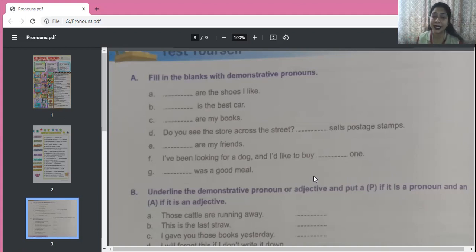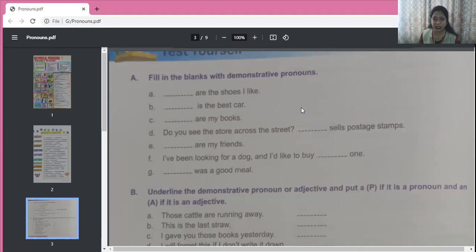These are the shoes I like. Demonstrative: this, that, these, those. That is the best car. This is the best car is also correct. That is the best car is also correct. These are my books. Those are my books.